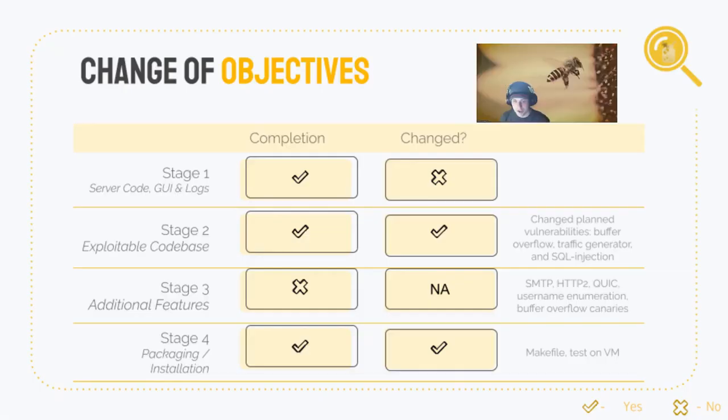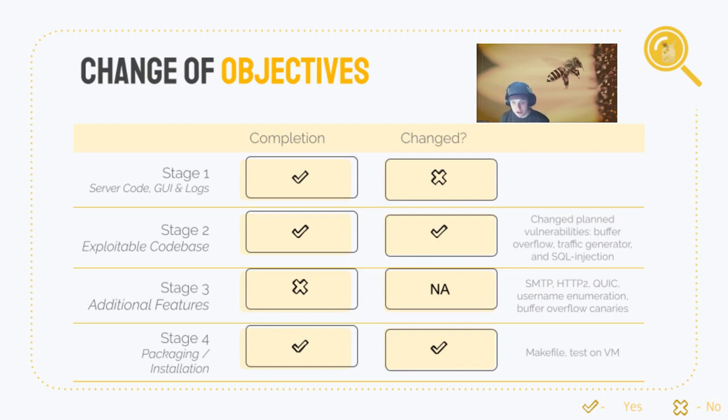There were a few changes from our initial proposal. A check mark in the first column indicates the completion of one of our planned stages of the project, while a check mark in the second column indicates that something changed from our original plan. We were unable to complete stage 3, which consisted of additional features such as protocol types and vulnerabilities. There were also several changes in stages 2 and 4.